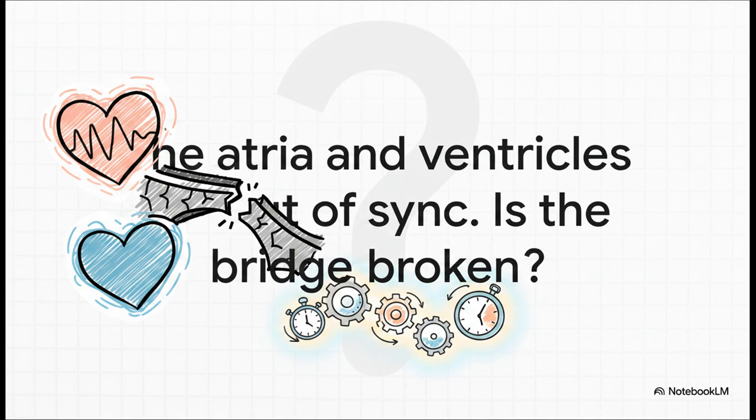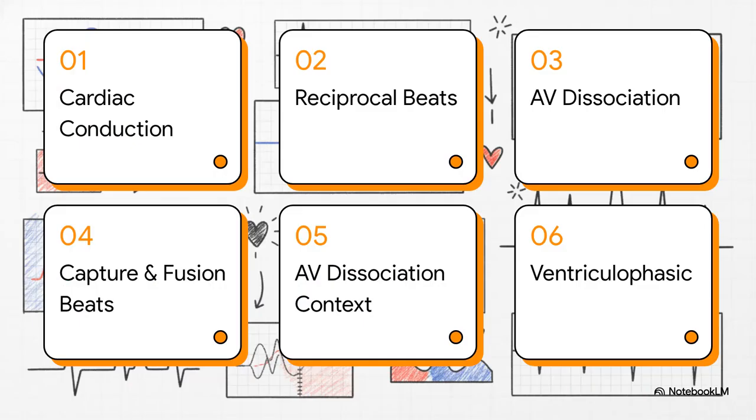Are we looking at what you might call a broken bridge, a complete pathological failure of the conduction system between the atria and ventricles? Or is there something more subtle going on here? Something like a temporary disconnect that's just caused by timing and the natural physiological refractory periods of the heart's own cells? Okay, so to get to the bottom of this, we're going to build our case step by step.